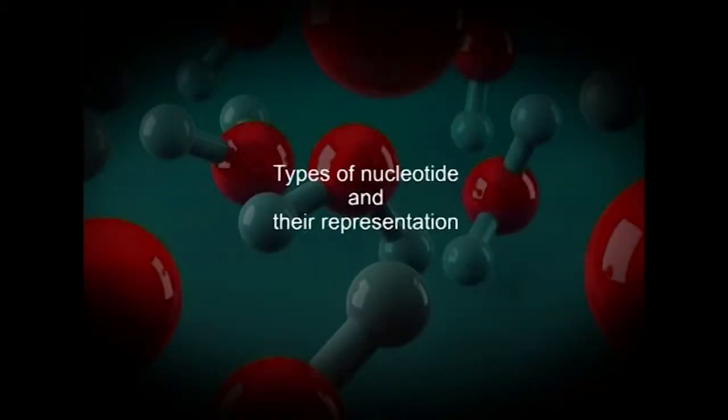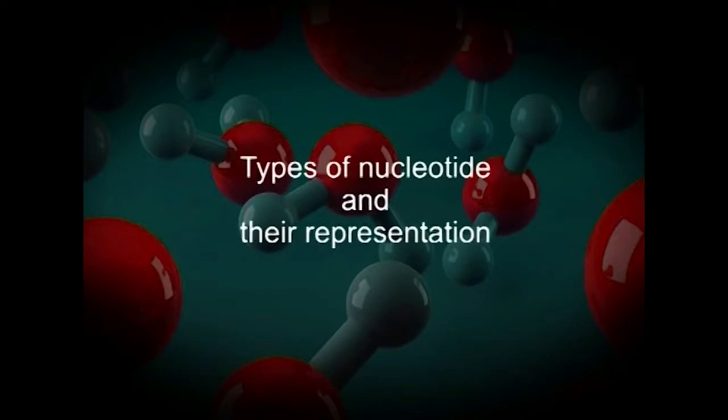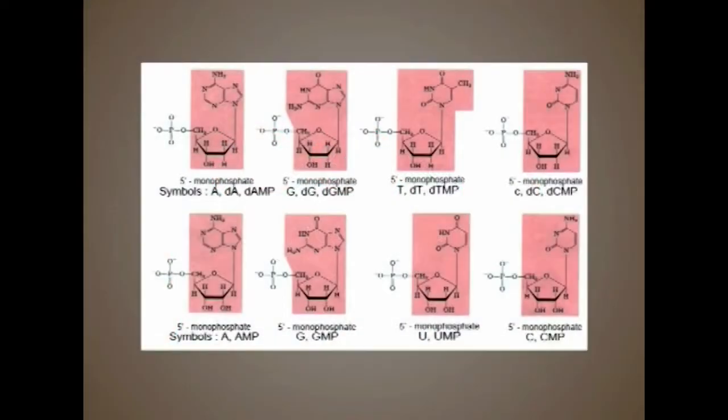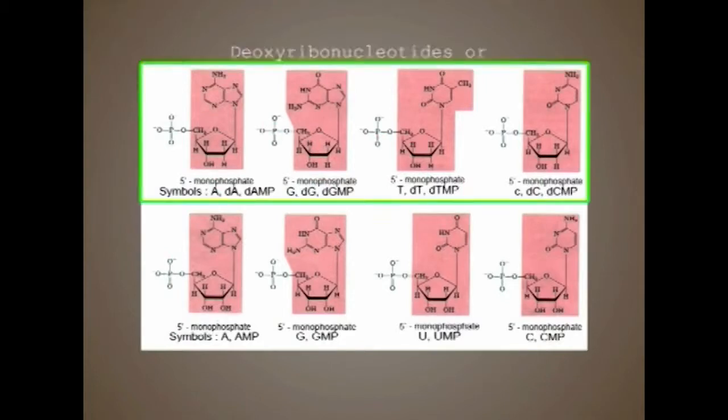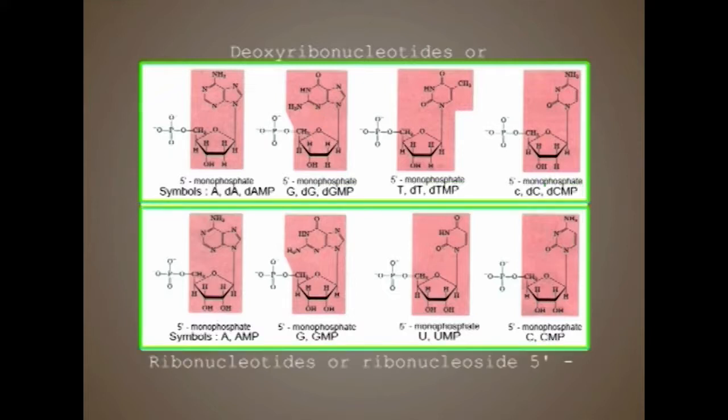Now, the types of nucleotides and their representation. There are four types of structural units known as deoxyribonucleotides or deoxyribonucleoside 5' monophosphates. They are written as dAMP, dGMP, dTMP and dCMP in DNA, and four ribonucleotides or ribonucleoside 5' monophosphates written as AMP, GMP, UMP and CMP in RNA.